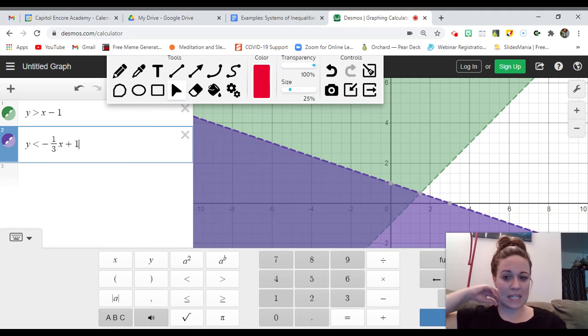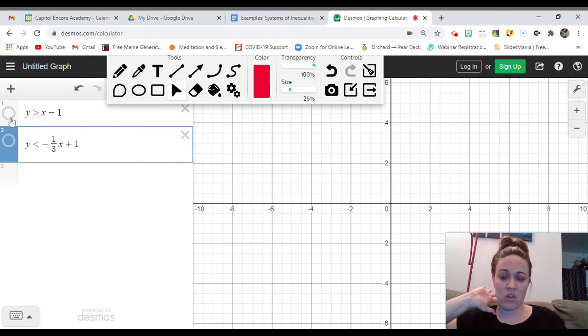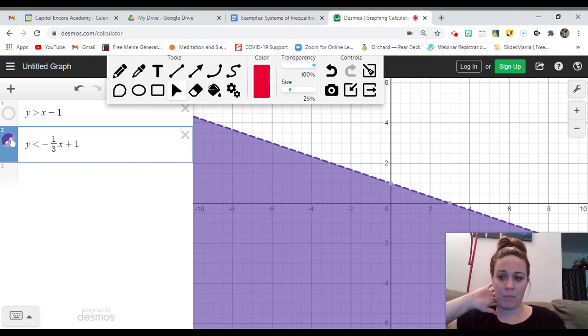So here you can see again where it's being double shaded. You can also use these icons to unhighlight the solution and the graph that is being graphed on Desmos, or you can graph nothing and then turn them back on one by one.